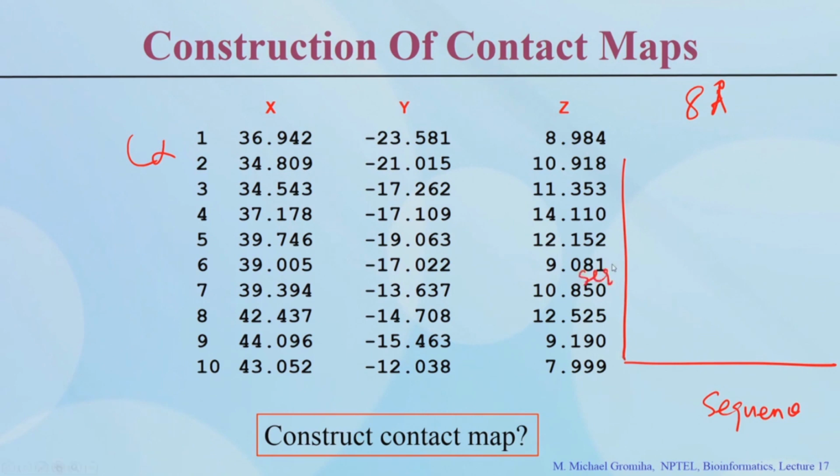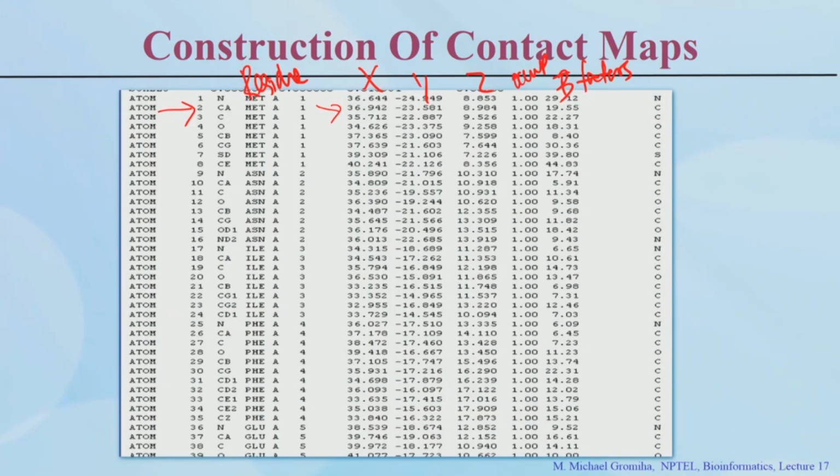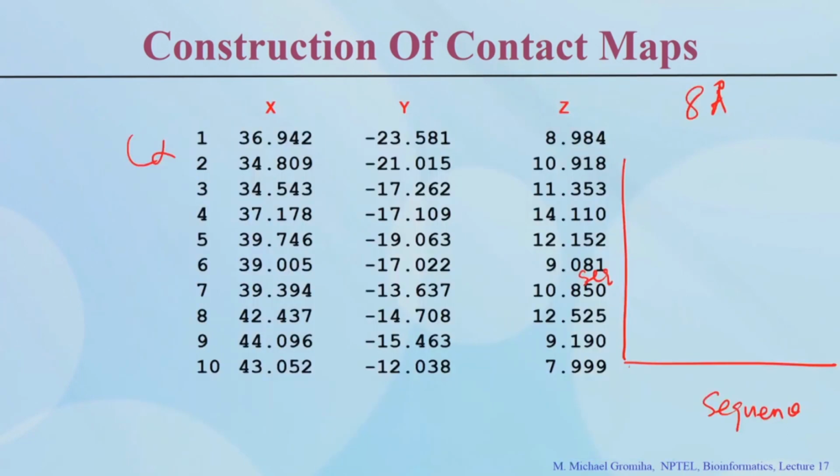So now we have the residues, right. You can see 1 is methionine, 2 is asparagine, 3 is isoleucine, right. We have the residues, or I can put the numbers, okay, 1, 2, 3, 4, 5, 6, 7, 8, 9, 10. So 1, 2, 3, 4, 5, 6, 7, 8, 9, 10.